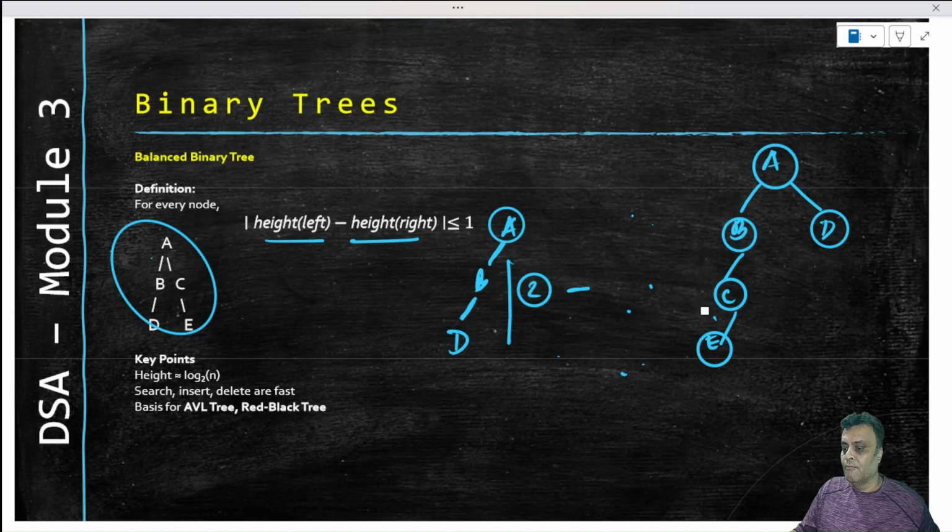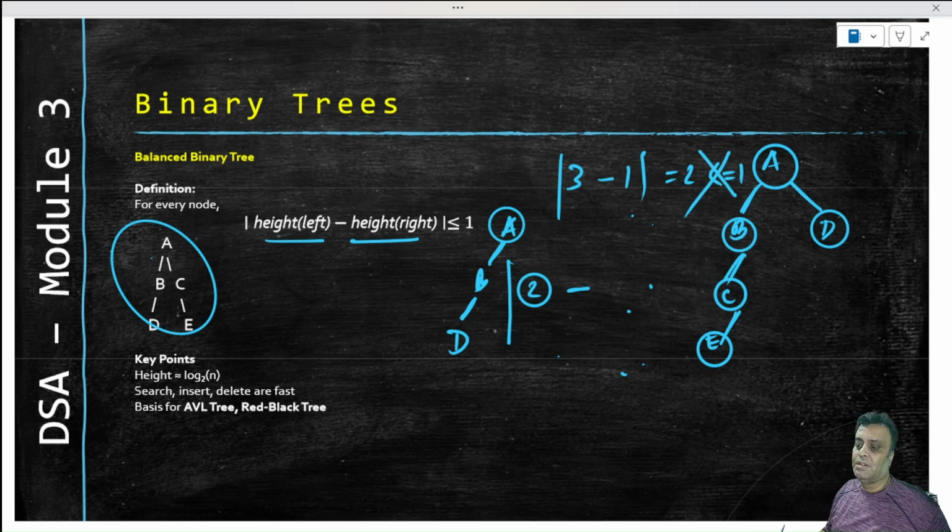Okay, so if we have this as a binary tree, then yes, this is a binary tree. Why? Because we have 0, 1 or 2 nodes, which is okay, right? Now what is the height of the left tree? Height of the left tree is 1, 2, 3. So 3 minus height of the right tree, which is 1. Modulus of this is 2. Is this less than or equal to 1? No. Therefore, this is not a balanced binary tree.